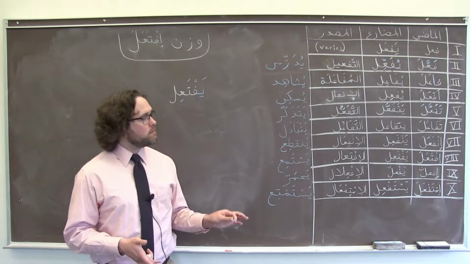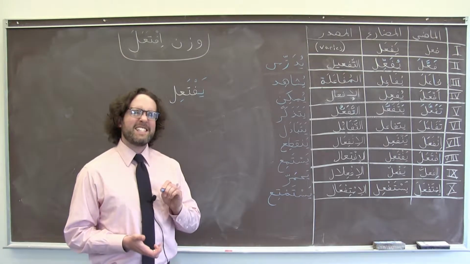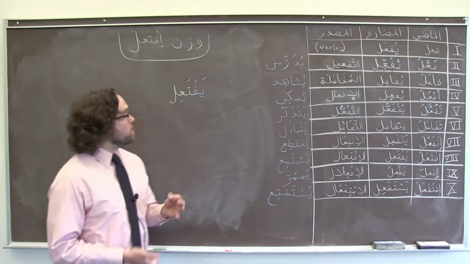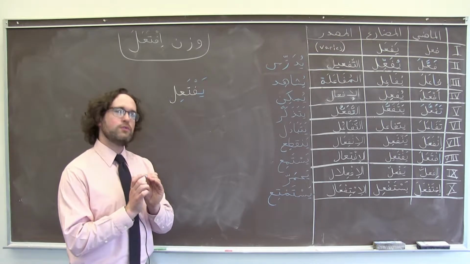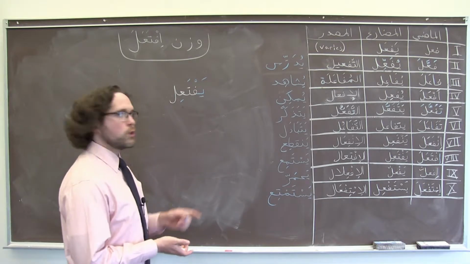It's a very common pattern. We get a lot of useful verbs from it, but there's no one consistent pattern of meaning that we can ascribe to it. In fact, a lot of the verbs that we get from this pattern are very close to, if not exactly synonymous with, the form 1 verbs. Here are a couple of examples.